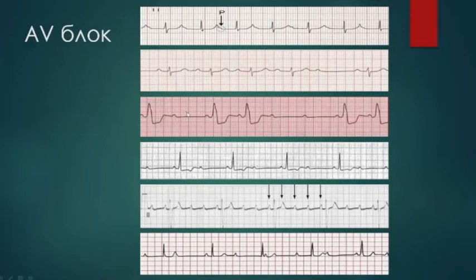Here we have two examples. First, we have an example of second degree AV block type 2, which you have explained perfectly. Without lengthening of the PR intervals, you have drop of QRS complex. What possible types of AV block second degree do you have? You have this situation here. You have several P waves which are not followed by QRS complex.